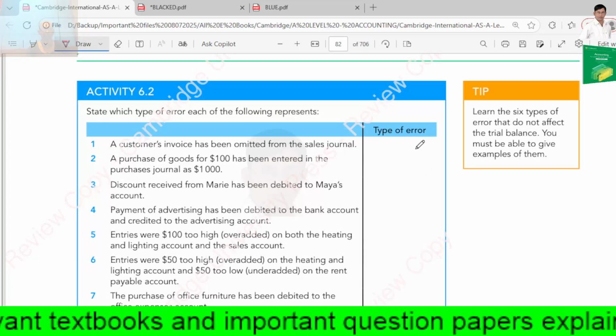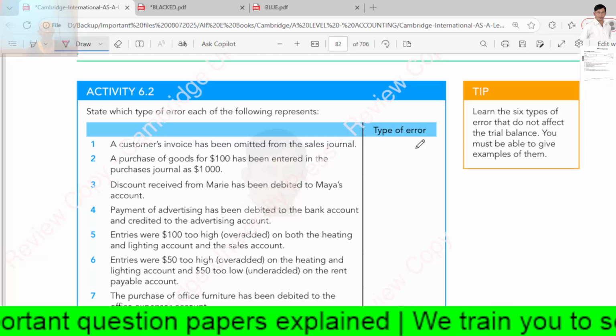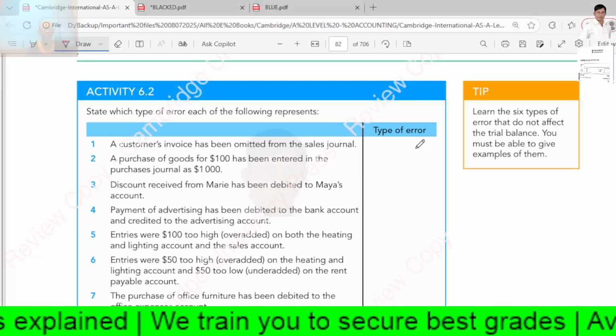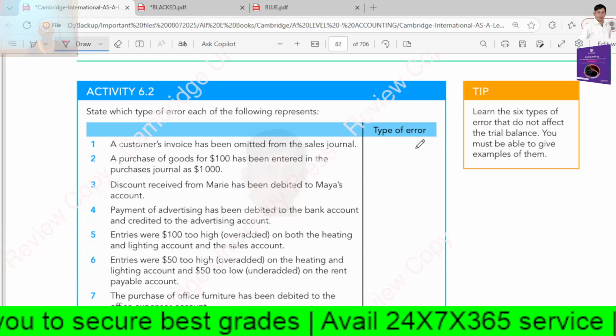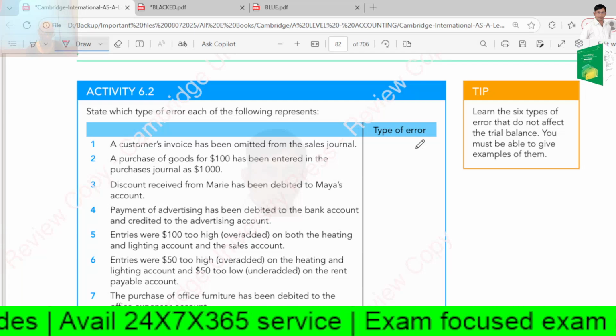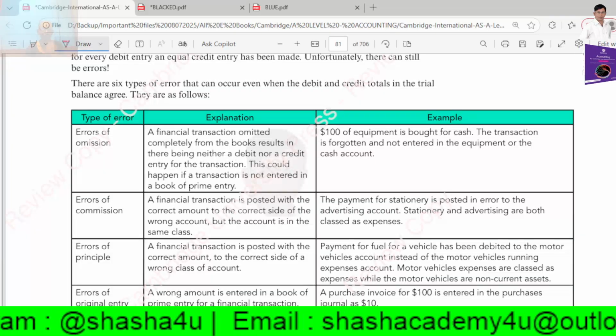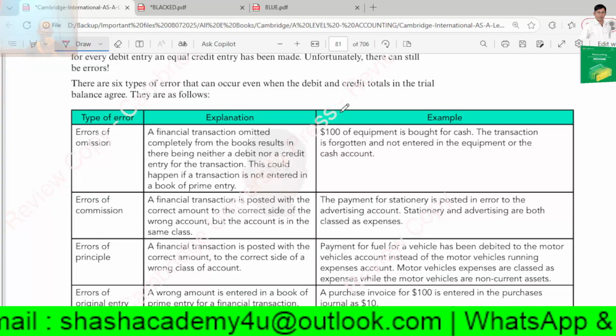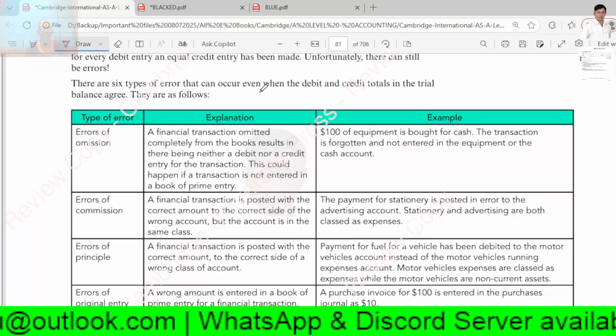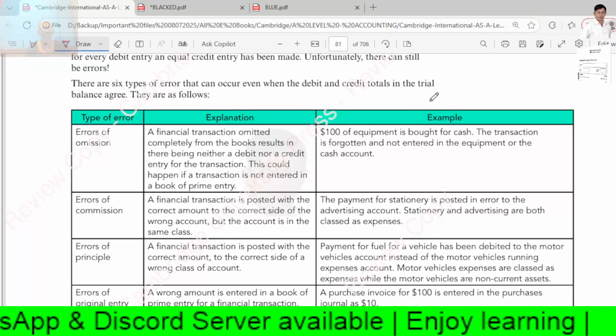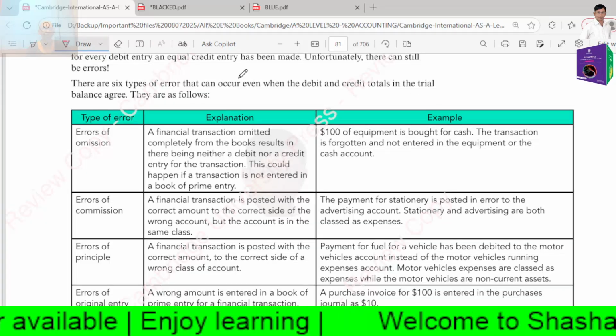So, before this, let us have a recap of what type of errors and what are the different types of errors. So basically, there are 6 types of errors that can occur when debit and credit totals in the trial balance agree. They are as follows.